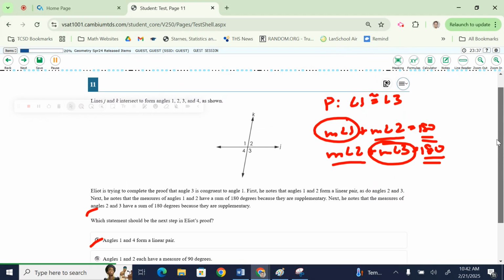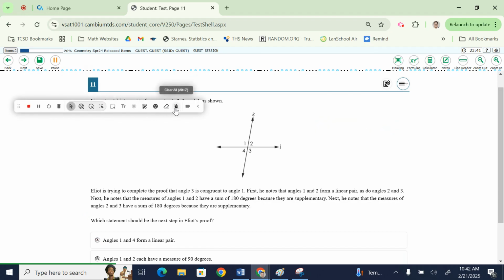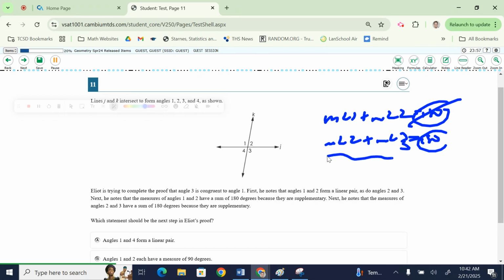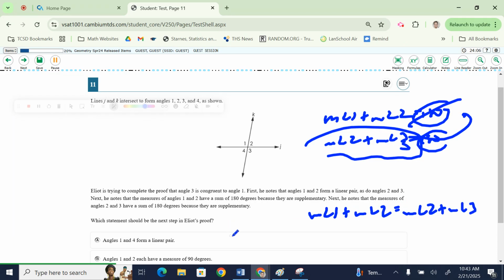If you recall in our proof days, because both of these sums add up to 180, because angle 1 plus 2 equals 180, and because angles 2 plus 3 add to 180, we can take out the 180 and replace it with this sum of 2 and 3 to get the measure of angle 1 plus the measure of angle 2 equals the measure of angle 2 plus the measure of angle 3. And that is exactly what that statement says.